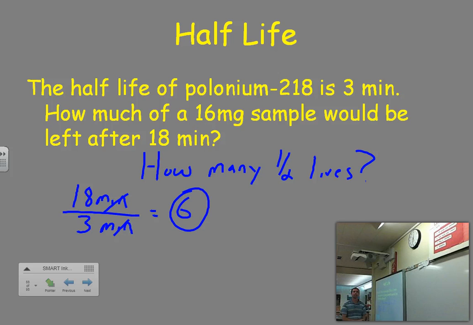Remember what a half-life is? That's the time it takes for the sample to get cut in half. So basically, if I start with 16 milligrams, cutting it in half one time would give me 8, 2 times would give me 4, 3 times would give me 2, 4 times would give me 1, 5 times would give me 0.5, and then the 6th time would be 0.25 milligrams. So each time, after each half-life, it gets cut in half.